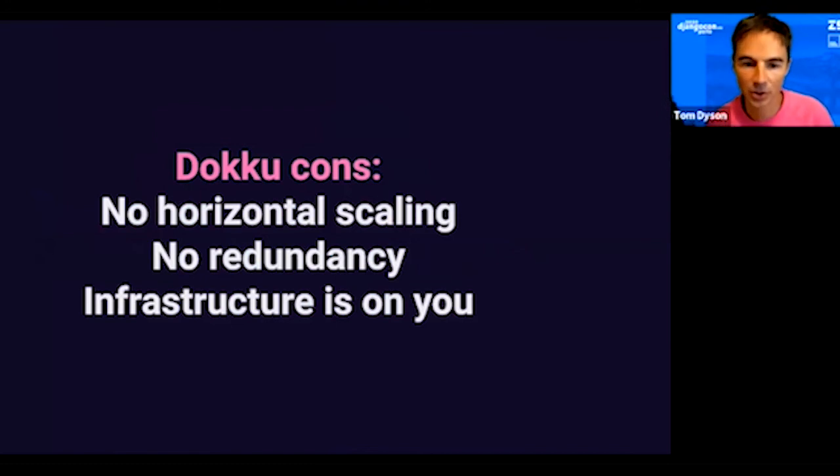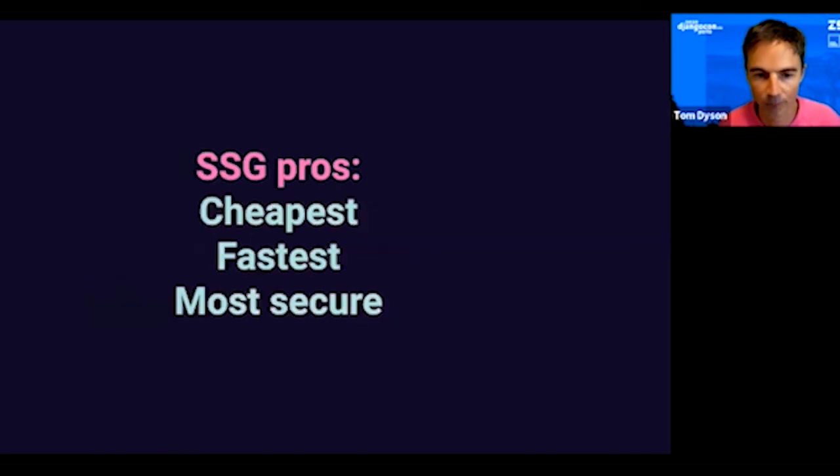On the other hand, Dokku doesn't have horizontal scaling, so if you need more instances, you can't have lots of Dokku instances next to each other. And in a similar way, there's no redundancy. If the hard disk dies on your machine, then all your sites will go. The infrastructure is on you.